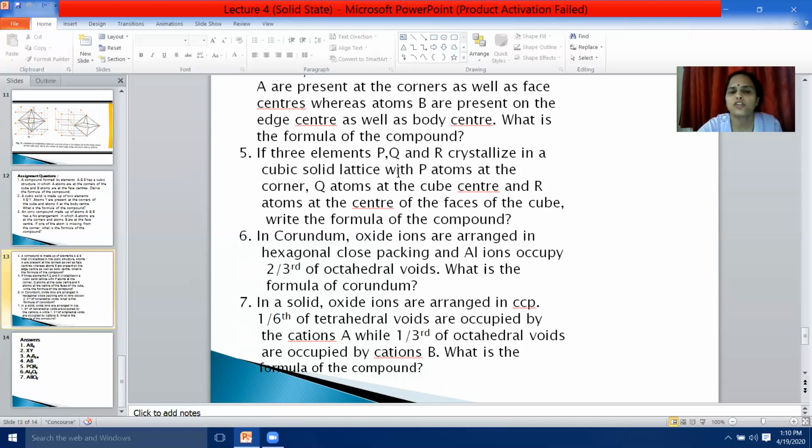Correct? Look at the Q. Since Q atoms are at the cube center, value is equal to 1. So Q's value is also equal to 1, and R atoms are at the center of the faces of the cube. A cube has 6 faces, so 6 into 1 by 2 contribution gives you the value of R as 3. So P value is 1, Q value is 1, R value is 3. The formula comes out to be PQR3. So that is the answer.